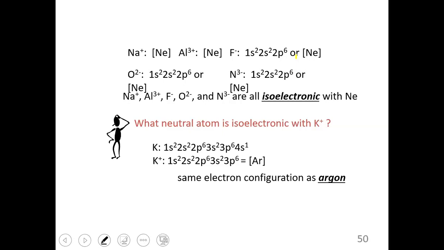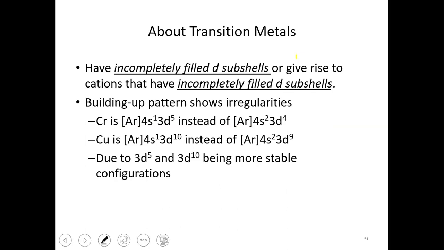Okay, every story has its little nuances, every pattern has its exceptions. And of course, here we go. Who are the exceptions? Transition metals. So essentially, the way we define a transition metal is we say that it's an element that has an incompletely filled d subshell, or it gives rise to cations that have incompletely filled d subshells.